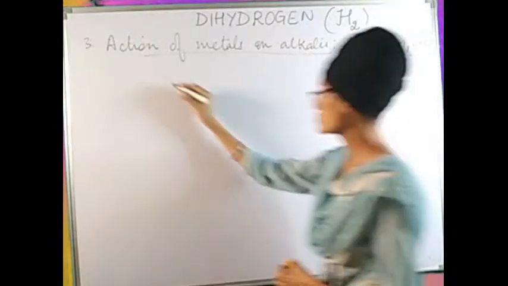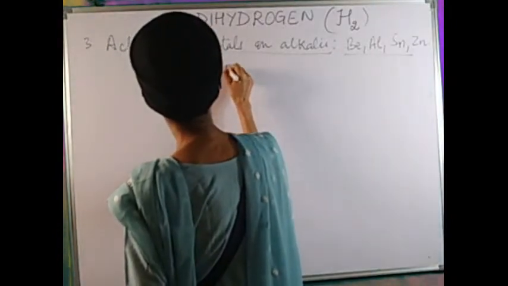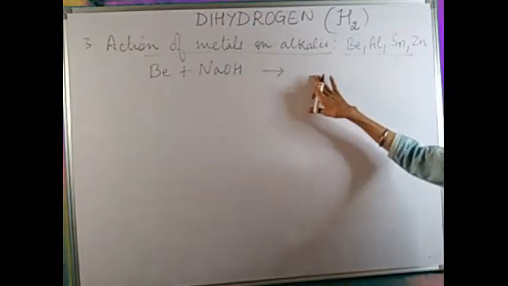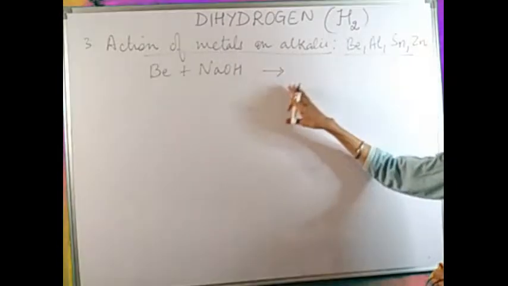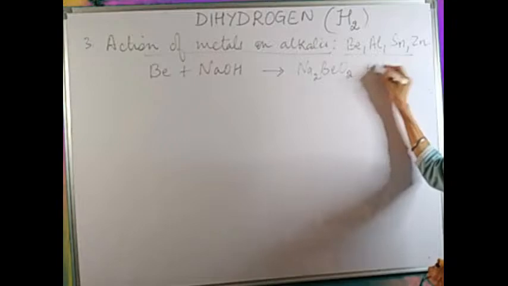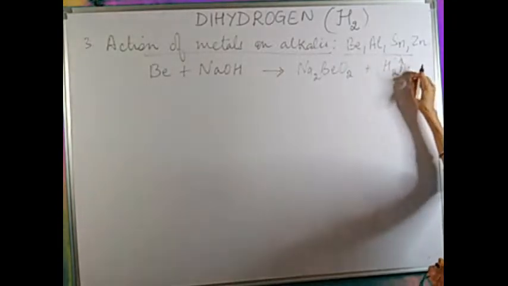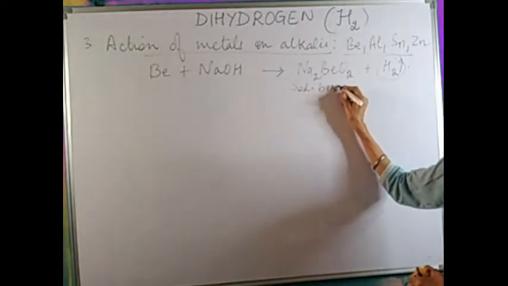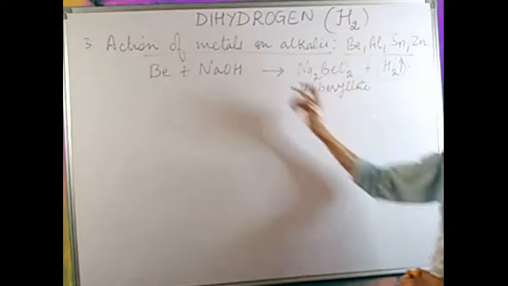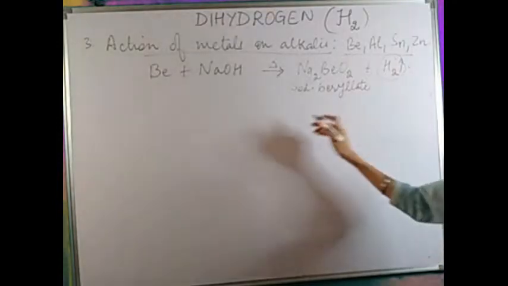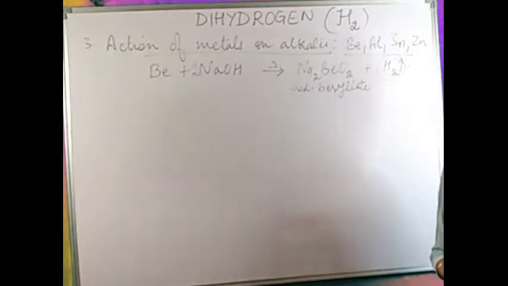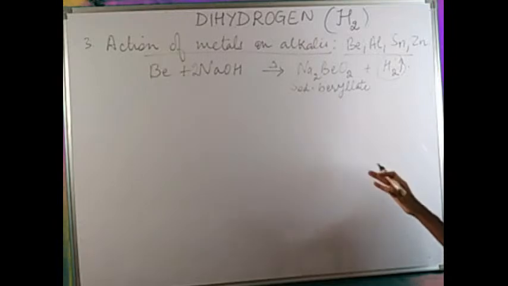For example, the reaction between beryllium and sodium hydroxide alkali. The general reaction is metal plus base giving rise to salt plus dihydrogen. Here the salt formed is sodium berylate, that is Na2BeO2, plus dihydrogen is generated. This gas is formed here, and this is sodium berylate. This is formed on heating. So again we are going to balance this. Now similarly we can write the reaction with tin, aluminium, etc.